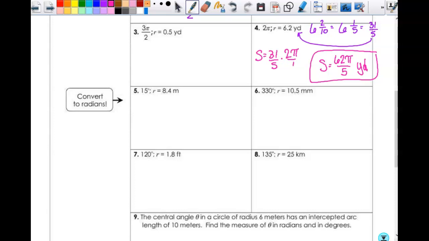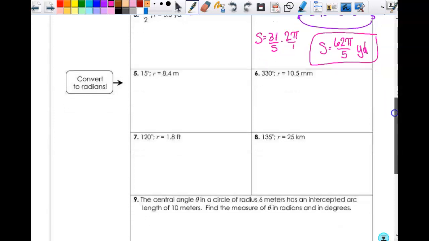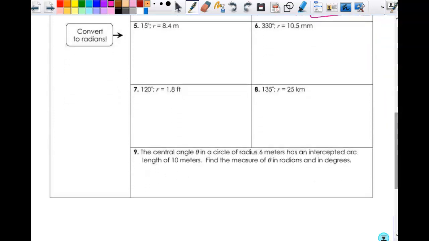Okay. So now we're going to look at the ones where you have to convert to radians. And we are not using a conversion formula. Not unless it's an angle that we just can't handle any other way. So this is 15 degrees, right? So let's think on our unit circle. 15 degrees was not one of our special angles. But 30 degrees is, right?